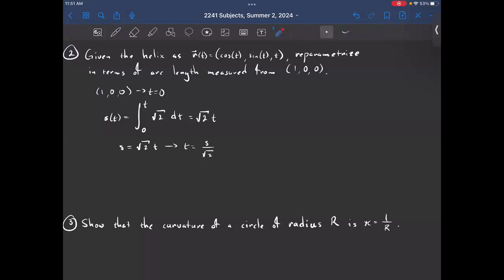And that can go right back into my parameterization. So now I can write r as a function of s by finding every t in those parametric equations and replacing it with s over root 2. So cosine of s over root 2, sine of s over root 2, comma, s over root 2. There we go. All right. And this is a reparameterization. We've simply written t as a function of another variable, in this case, a very special variable, and then replaced it in the vector function.